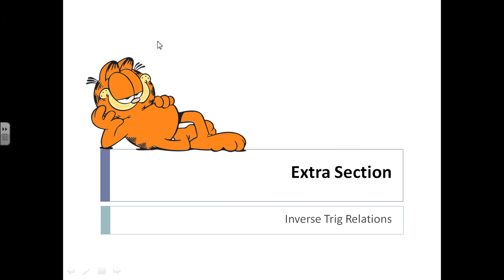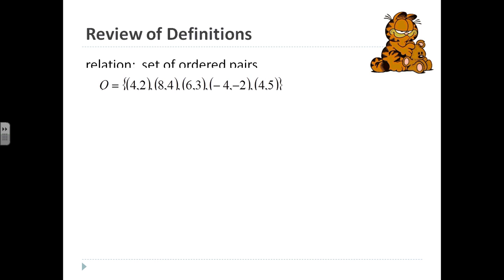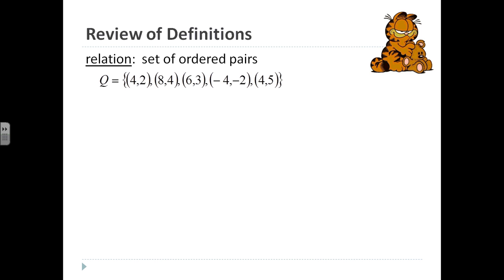Okay, here we go with inverse trig relations. We are going to be exploring relations and inverse relations with regard to trig, but we need to review what a relation is first of all, really quickly. So a relation, remember, is just a set of ordered pairs.